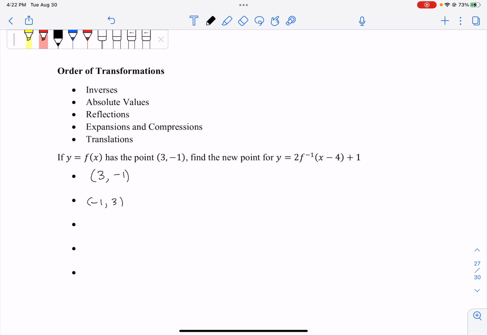Next, we don't have absolute values, we don't have reflections. Oh, compressions and expansions, we have a vertical expansion by 2. So times all the y values by 2, so it's (negative 1, 6). Then we're left with move right by 4 and move up by 1. If we move right by 4, we add 4 to the x, so that becomes (3, 6). And we add 1 to the y, so that becomes (3, 7).